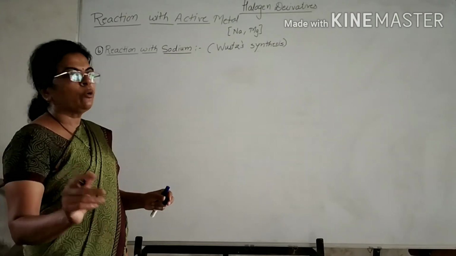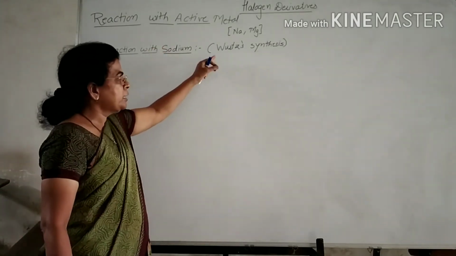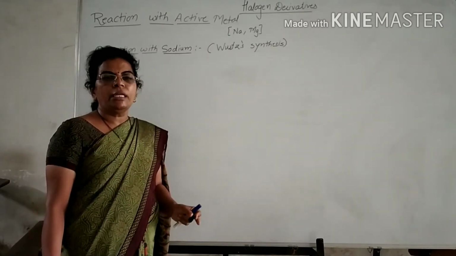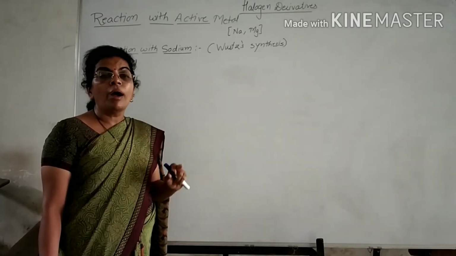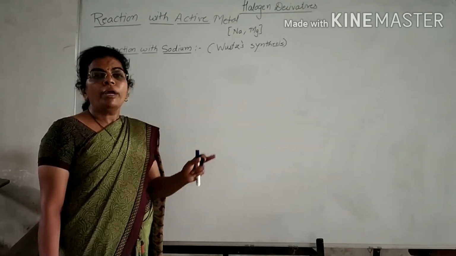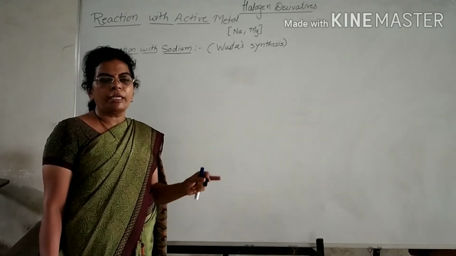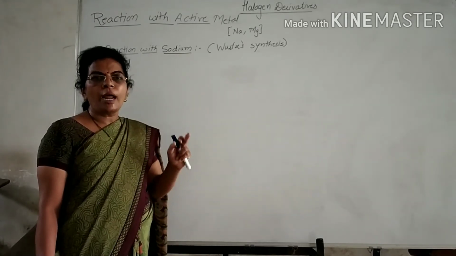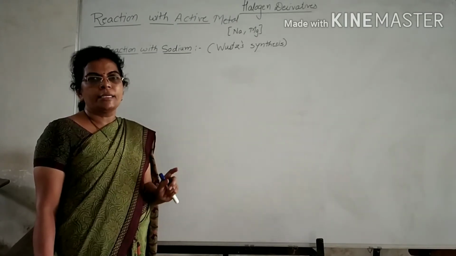Next reaction we are going to see is reaction with sodium metal. This reaction is also named as Wurtz synthesis reaction. This reaction we have seen last year, that is in 11th standard, for the preparation of higher alkanes. Here, when alkyl halides, that is two molecules of alkyl halides, are reacted with sodium metal in presence of dry ether, they undergo coupling to form higher alkanes.